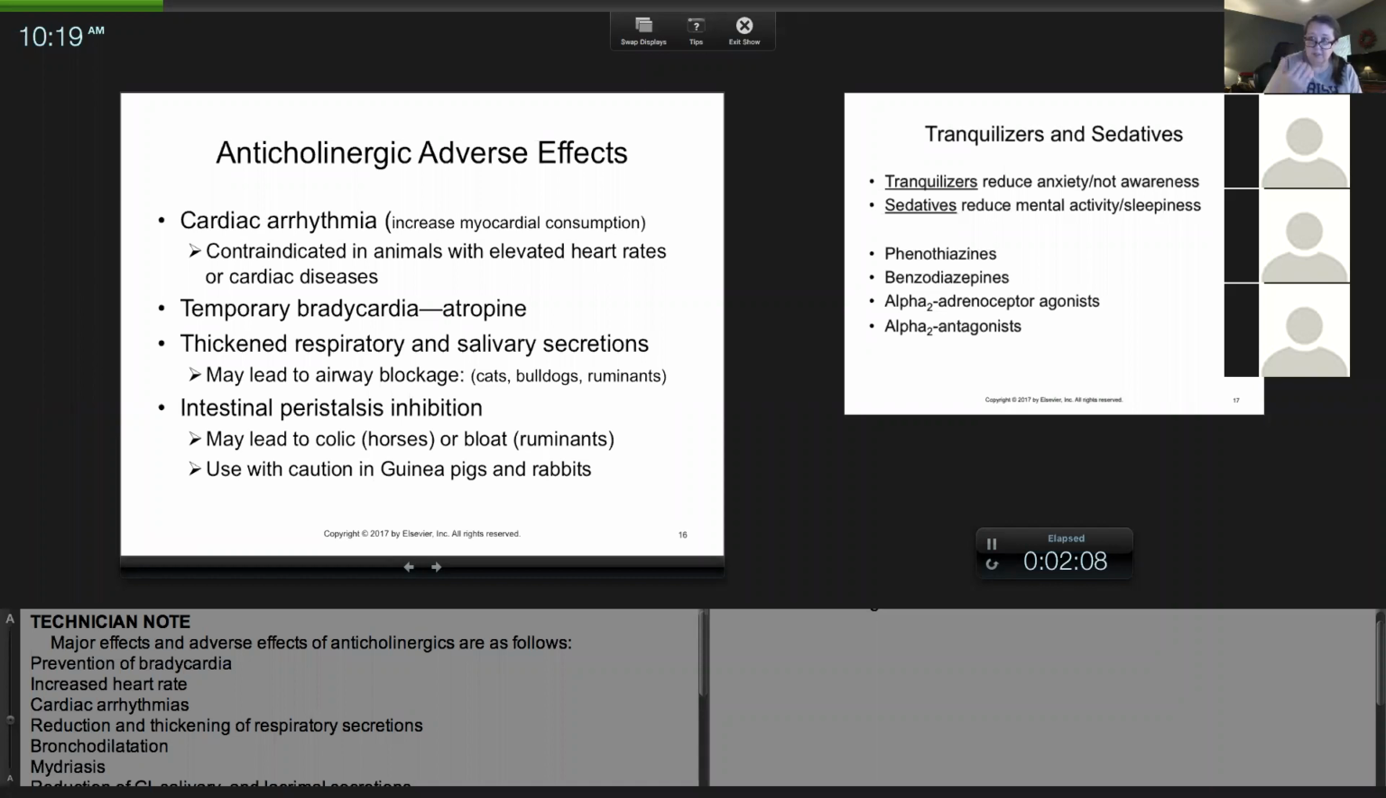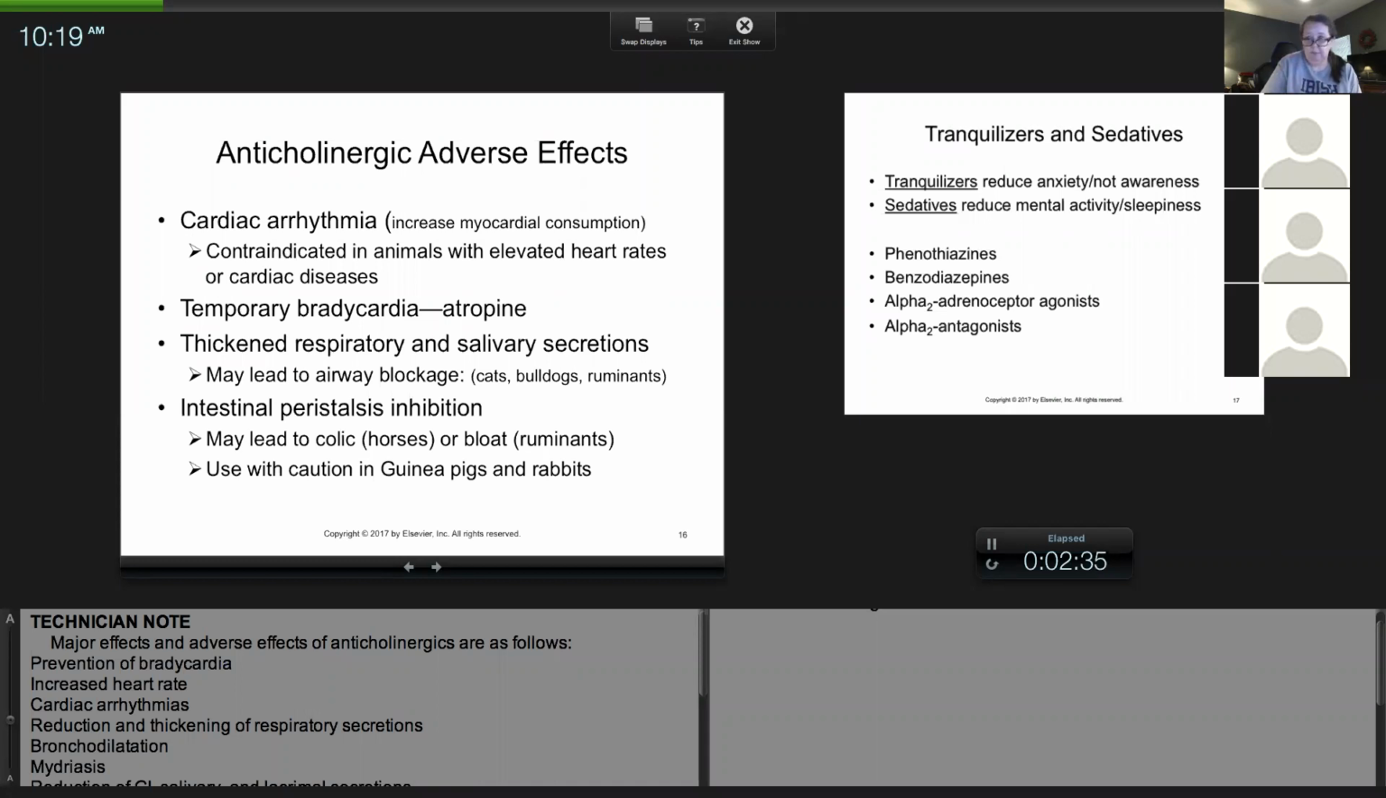That muscle is going to consume more oxygen. So we have to make sure our patient is oxygenating. We have to make sure that our patient has good color and no respiratory distress. You can see some of this. If I have an animal that already has an elevated heart rate or any heart disease, I tend to not use the anticholinergics unless it's an emergency.